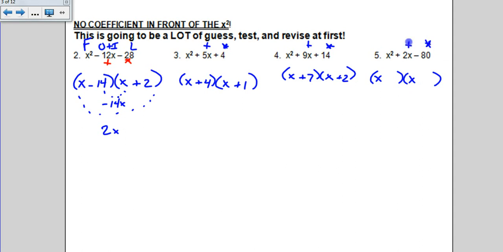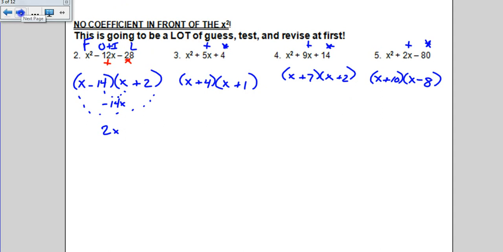And it's going to add up to a positive 2. So since it's got to multiply to a negative 80, it's going to be positive and negative. So there's a lot of options. I'm thinking 8 and 10 might be it. So if we did a positive 10 and a negative 8, that would be a negative 80 multiplied. But when you add them together, that would give you a positive 2. So we have the right answer.